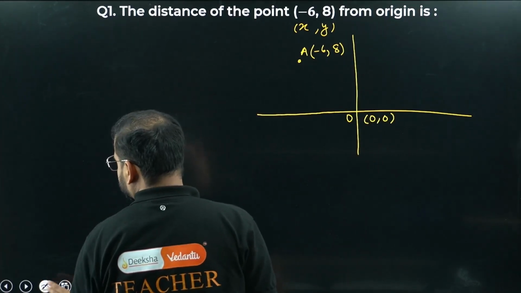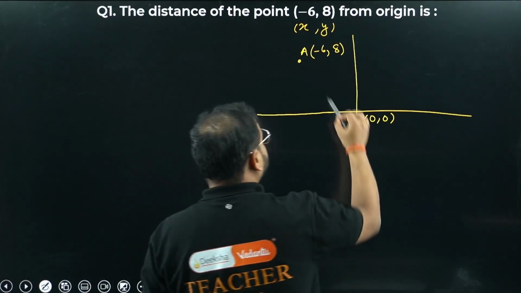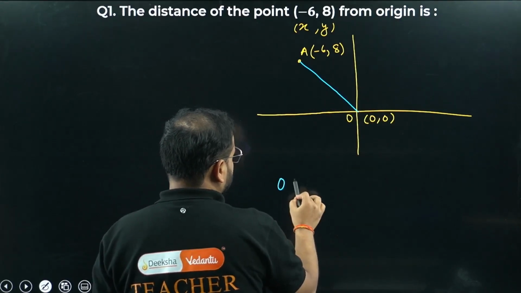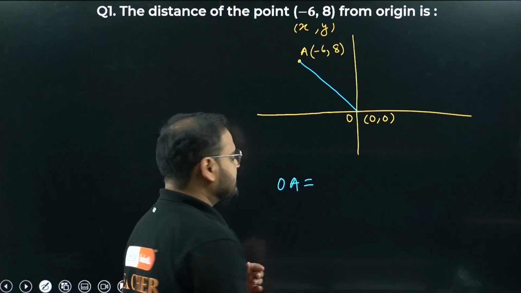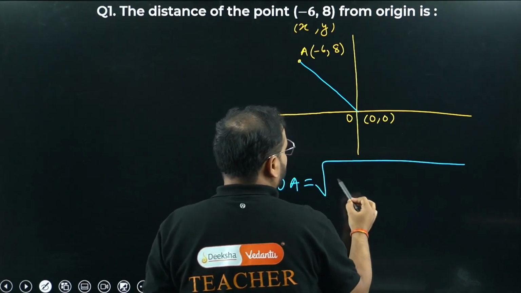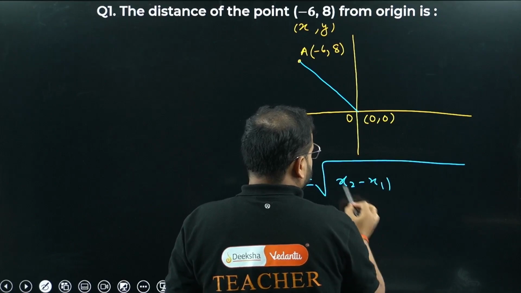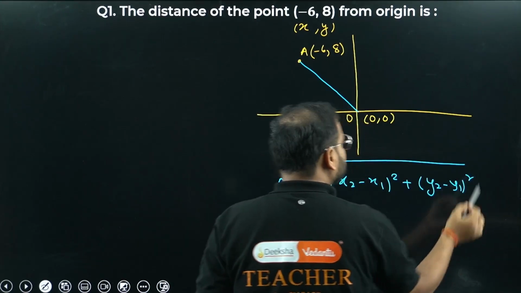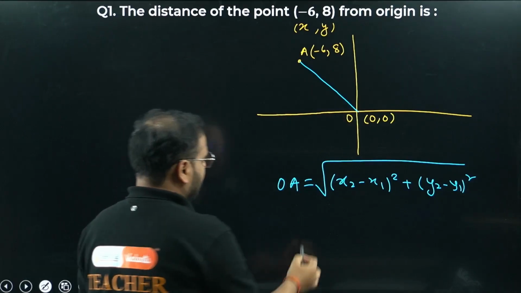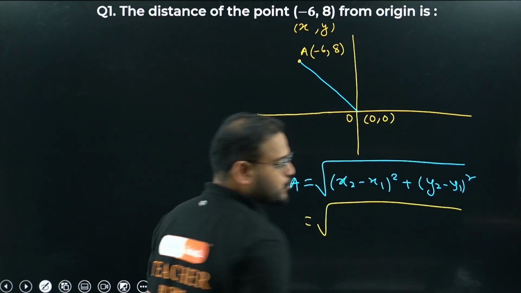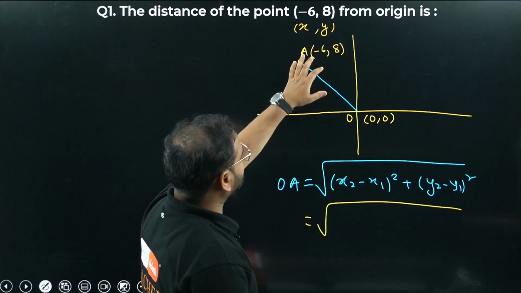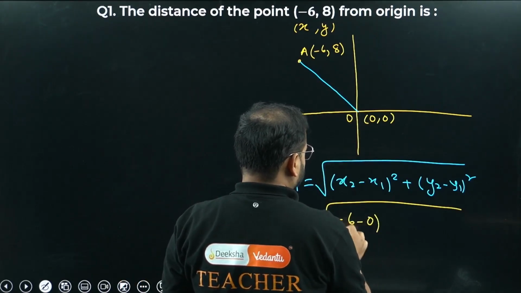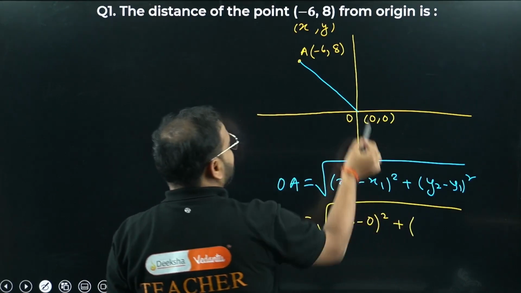Please check. I can use this line like this. It'll become what line? OA. Excellent. OA will be equal to what, bacha? Same formula we will use. Root of x2 minus x1 the whole square plus y2 minus y1 the whole square. I can take this as x2. If I do that, minus 6 minus 0 the whole square plus 8 minus 0 the whole square.